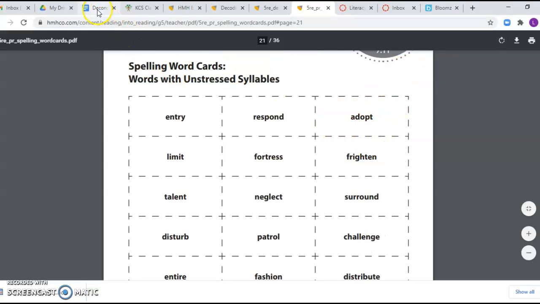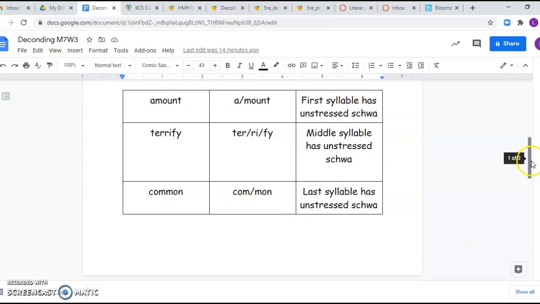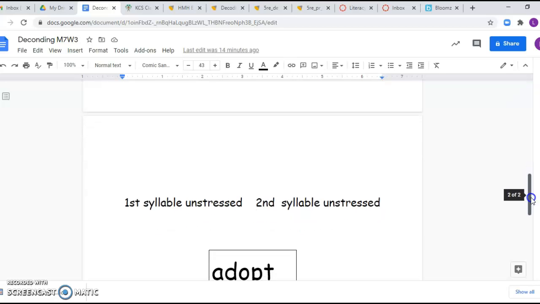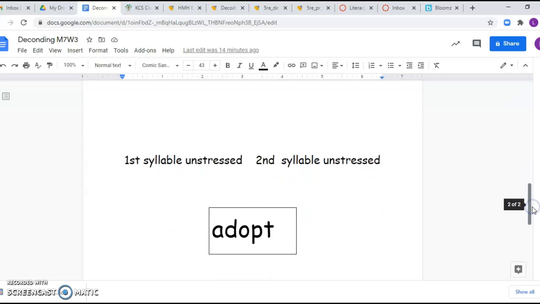So I'm going to switch my screen. I'm going to go back to this, and I'm going to talk you through my thinking in regards to these words. So as you see, I have two ways that I can sort these words. I have that they have the first syllable that's unstressed with the schwa sound, and then I have that they have the second syllable that's unstressed with the schwa sound. So as you're looking at these words, you need to be thinking, is that unstressed schwa sound in the first syllable, or is it in the second syllable? So I'm going to model for you the word adopt here that you see in front of you.